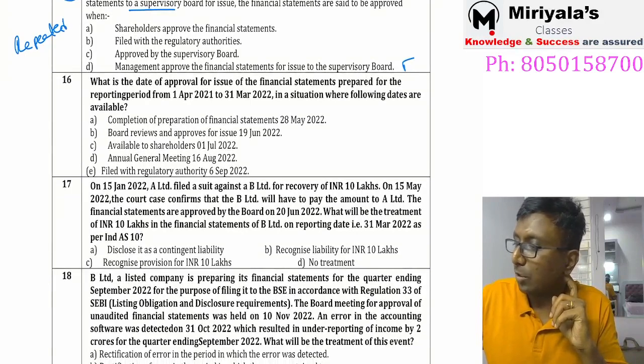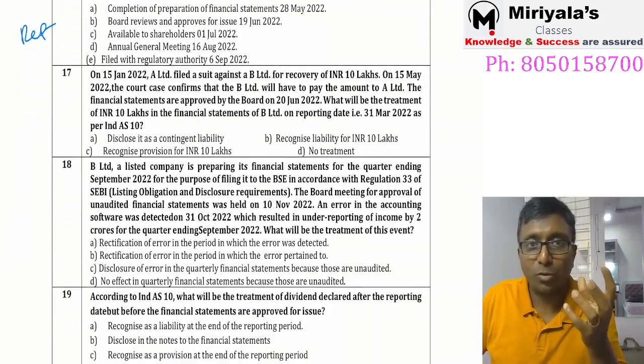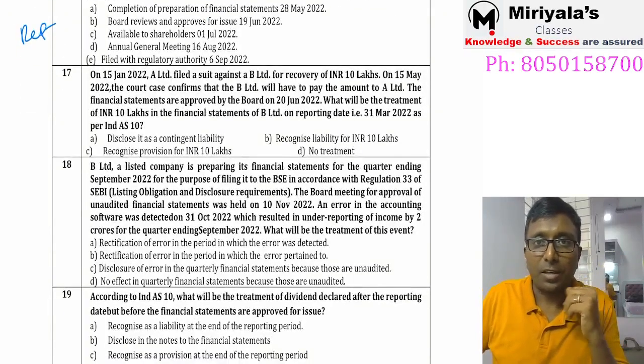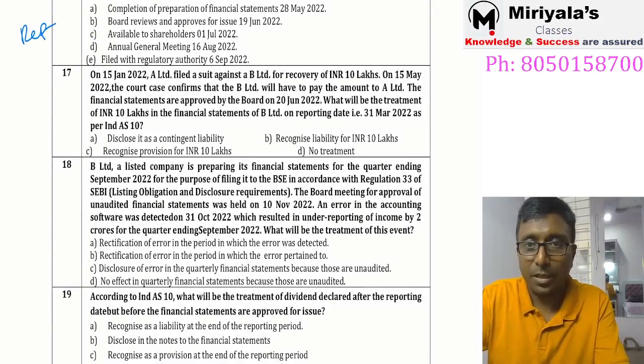What is the date of approval for issue of the financial statements? Sorry, same thing. This is a small standard. You can't expect too many kinds of questions. Correct, no? Yeah. One second.